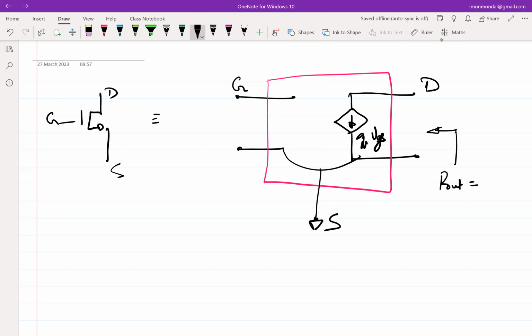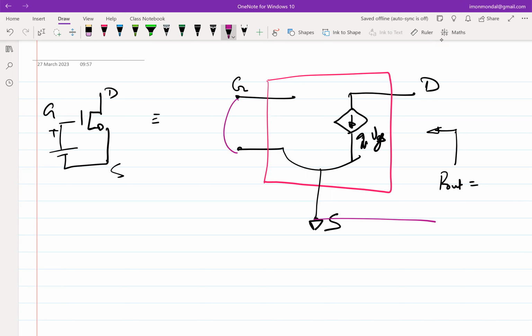The MOSFET is biased, which means that in the DC biasing picture, there is probably a DC voltage source associated with this. Correct? So if that is the case, then what should I do? Short these two terminals incrementally. And now if I look into the output, between the drain and the source, and try to figure out what will be R out, okay?